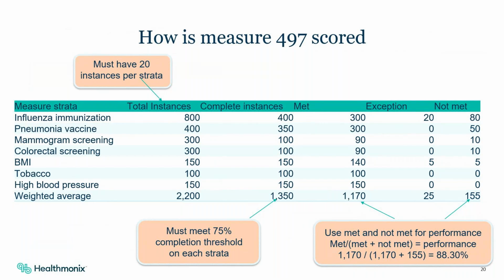So 493 is different than 497. For 493, you're not required to have 20 per strata. Currently, we actually do have a question out to CMS to get clarification for 497. They did state that you needed to have 20 eligibles by submeasure. However, our question to them is, does that mean that CMS is only going to count those strata that have 20 eligible per submeasure, or do you need to have 20 eligible per submeasure in order to even report the measure? Sent the question out to CMS.